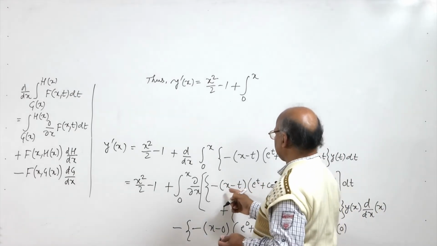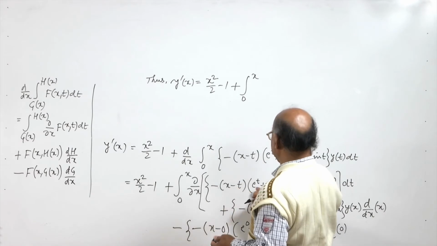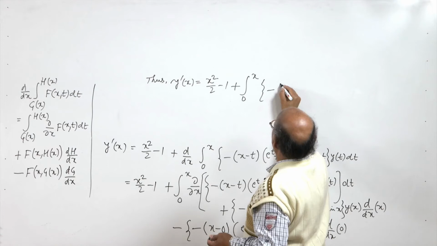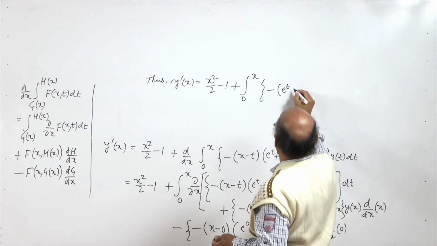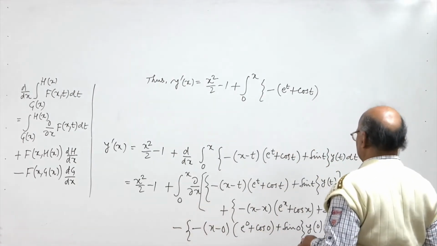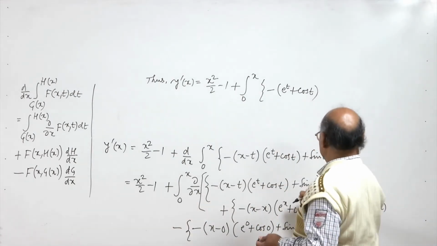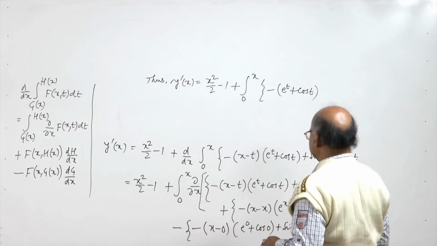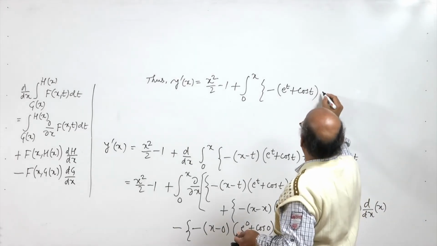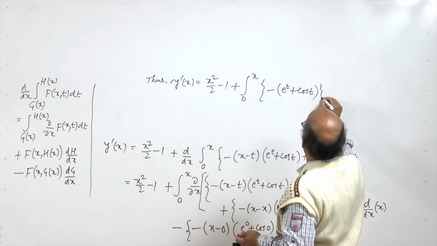When we differentiate with respect to x, what we will get is minus 1 here, so minus 1 into e to the power t plus cos t. The derivative of sin t with respect to x will be 0. So we have y t dt.